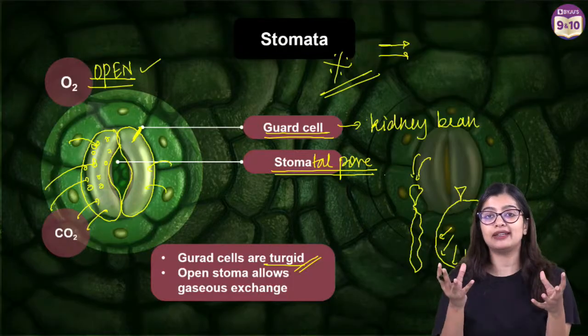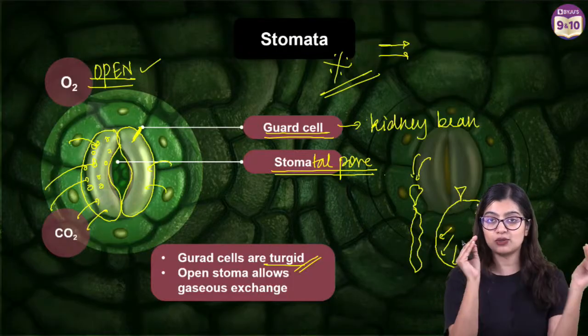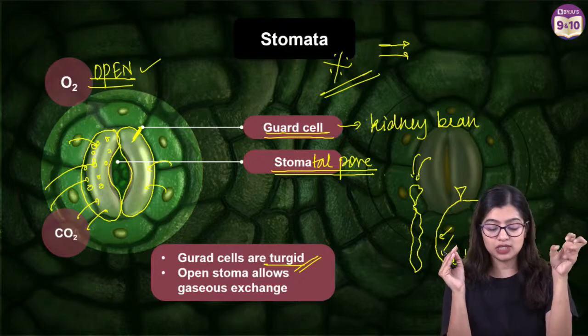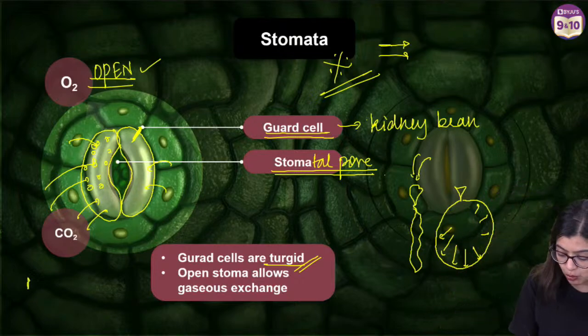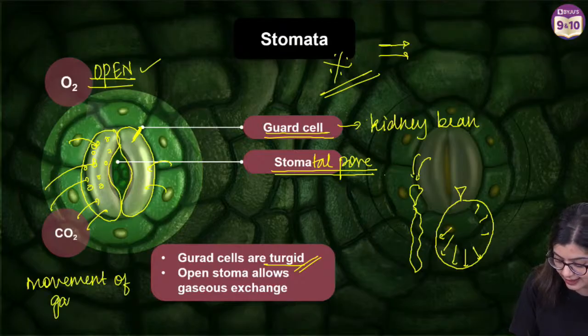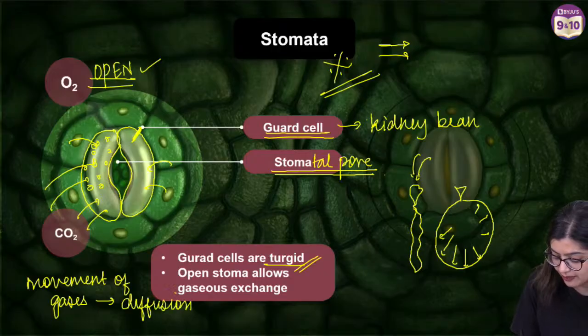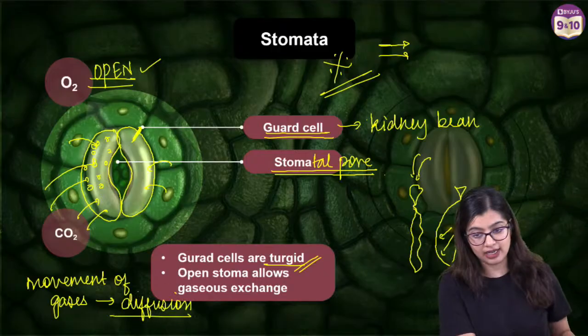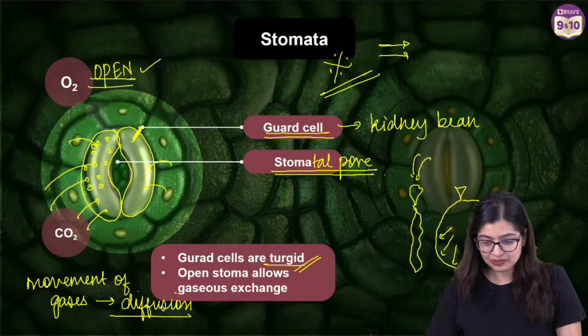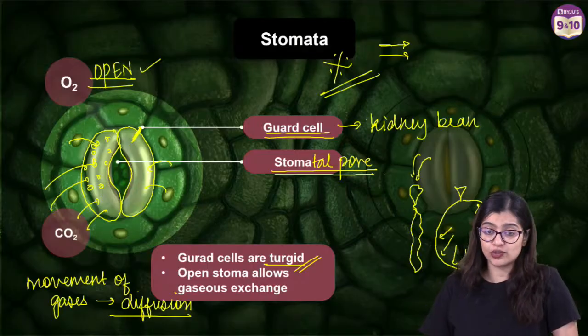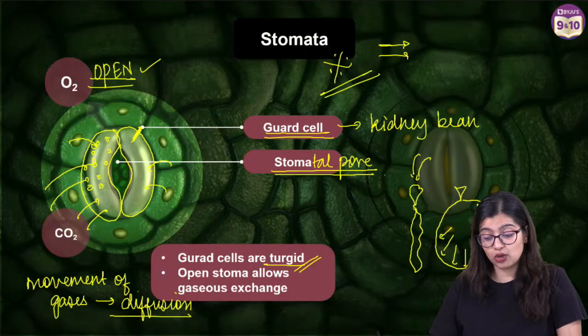So when does the stomata open? Stomata opens when water enters, the cell becomes turgid, and thereby carbon dioxide will enter. And we know that movement of gases primarily takes place by the process of diffusion, so it goes from a region of higher concentration to lower concentration. Then how does stomata close?